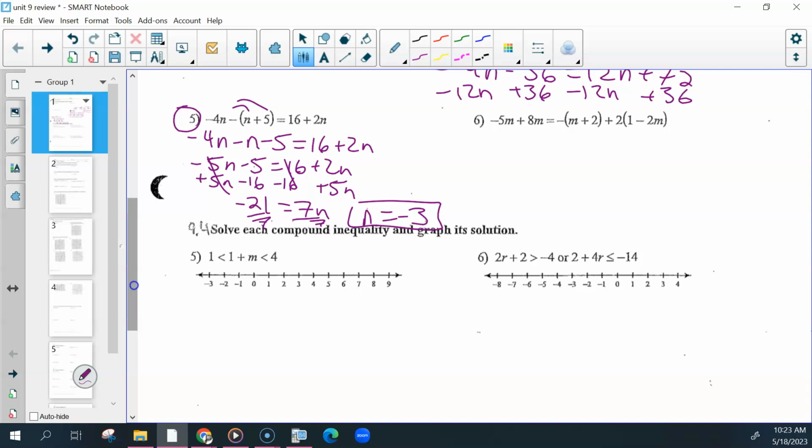Remember that with all of your multi-step equations, you can take your answer, put it back in, and see if your sides equal. Do you have any questions on those?